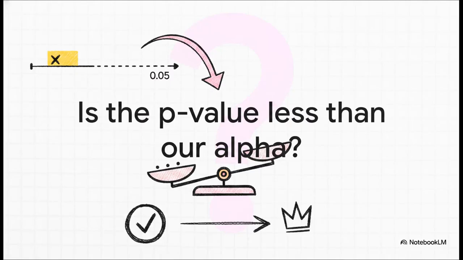So how do we actually make the call? Well, it all boils down to the p-value. This little number tells us the probability of seeing our data if the null hypothesis were actually true. If that p-value falls below our alpha limit, which we usually set at 0.05, or just a 5% chance, boom, we have enough mathematical evidence to finally reject the null hypothesis and claim a genuine discovery.